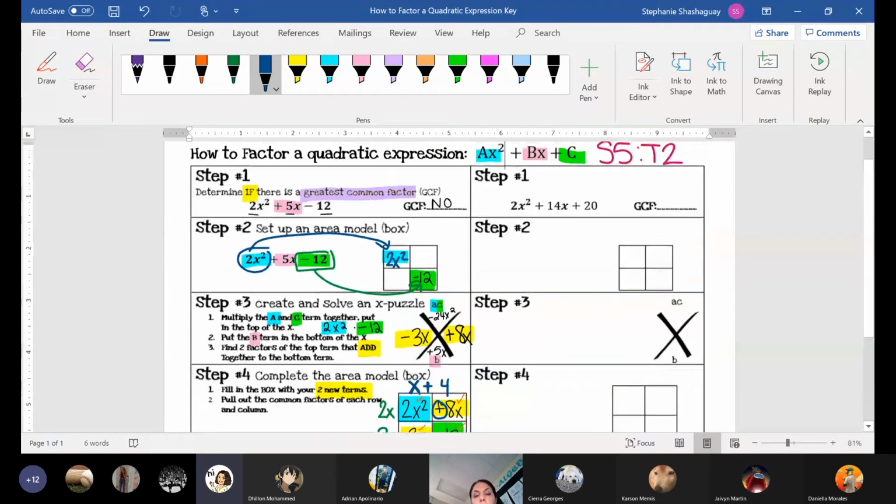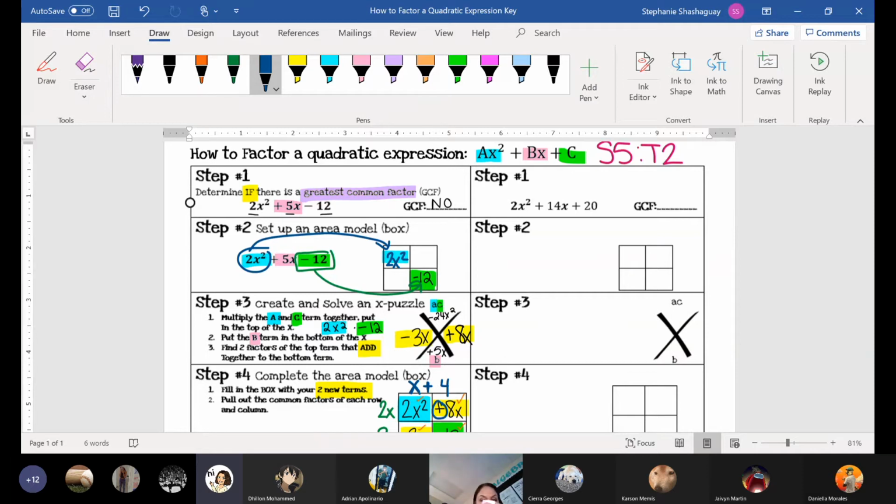And we're going to do one more example, and then I'm going to have you do 6 practice problems on your own. But I'll be here to help and answer questions if you need it. Okay, so now we're going to look at the expression 2x squared plus 14x plus 20.